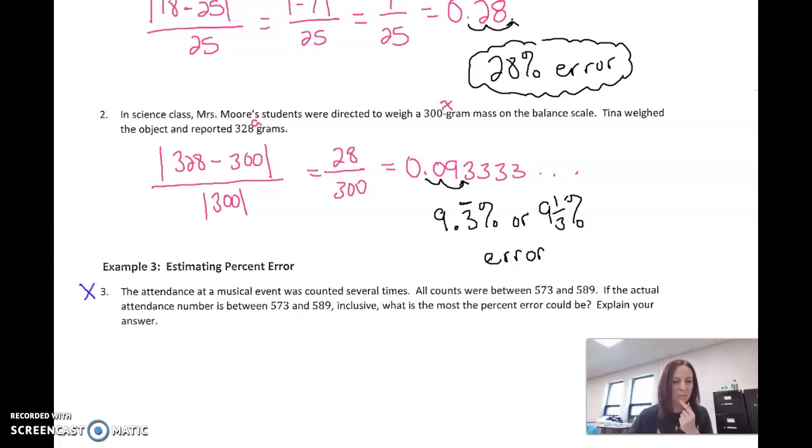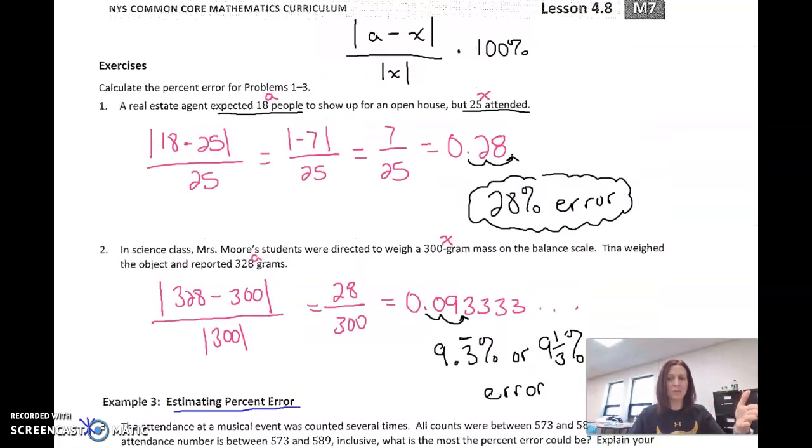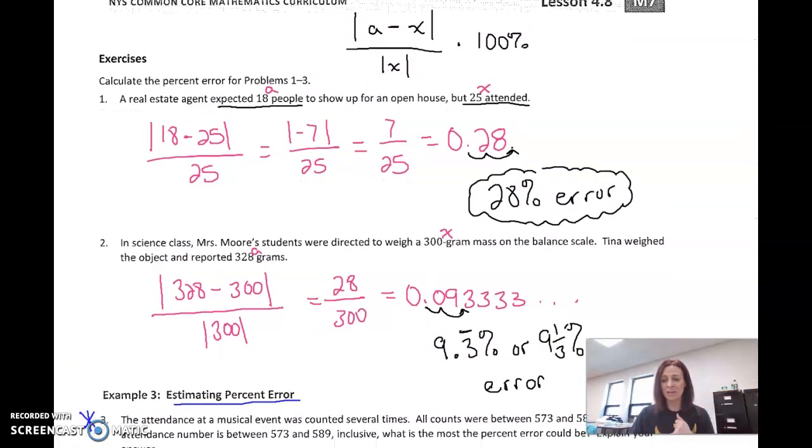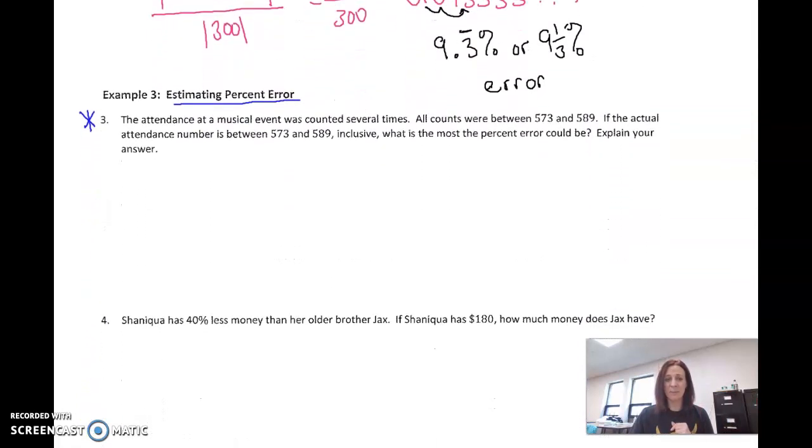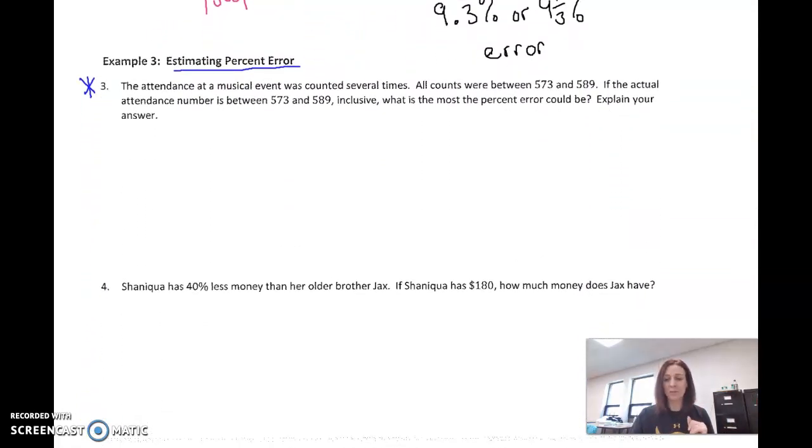This one's a little bit different because in this one, we're estimating the percent error. So the last 2 examples we did, we were like, hey, use the formula. Here's the exact. Here's the approximate. See how this one's a little different. Sorry, we have 2 more we're going to do.